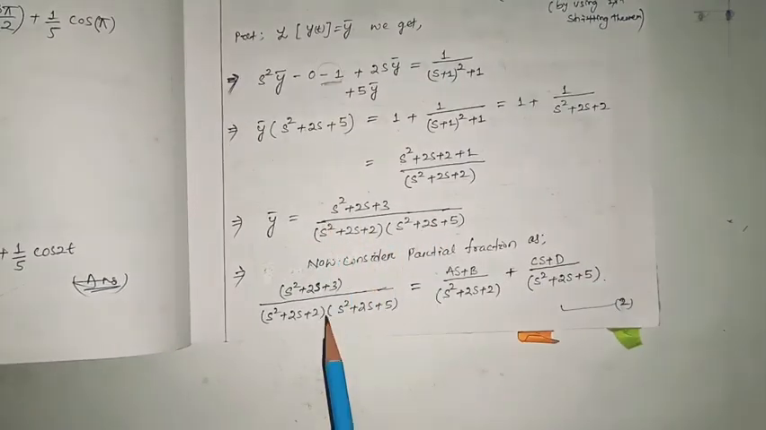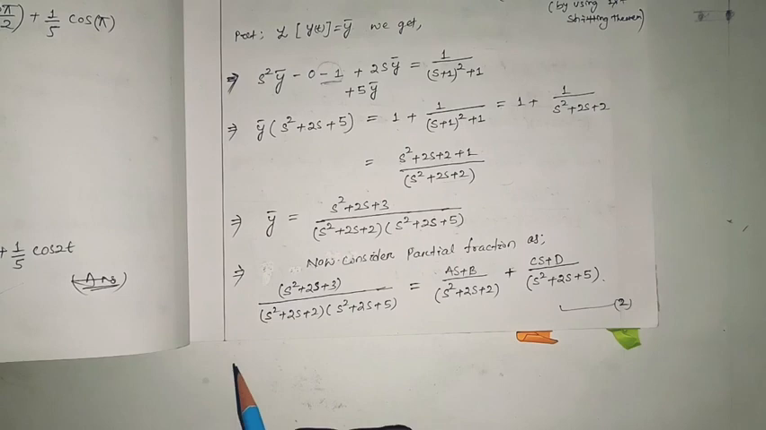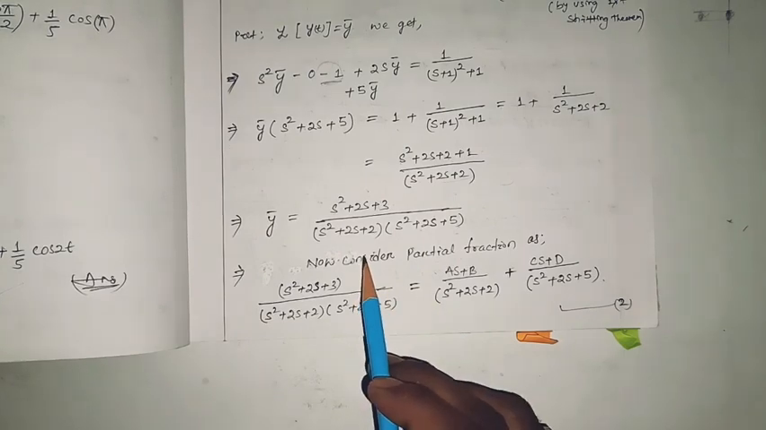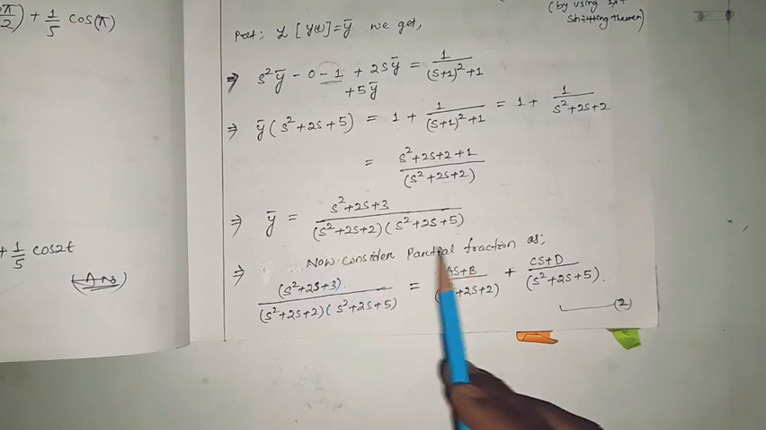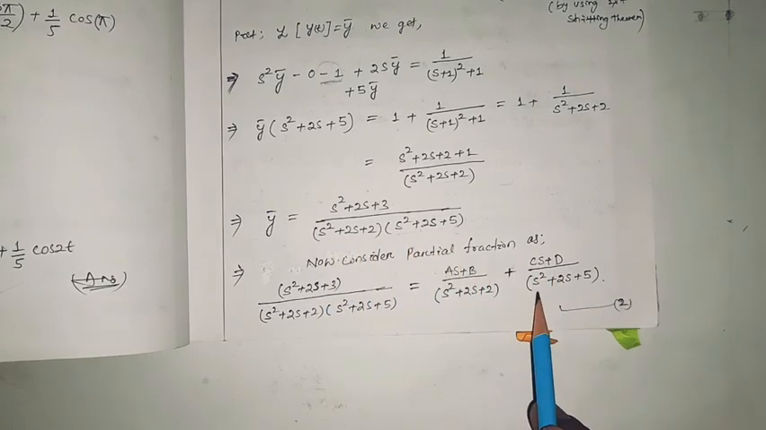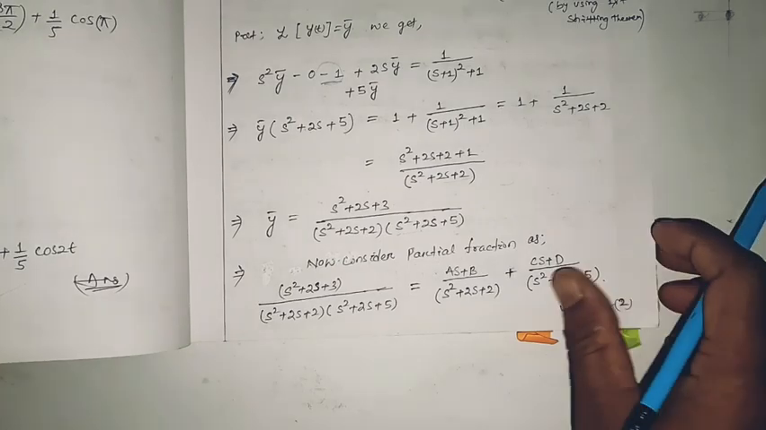So this is nothing but your y bar equal to, and here you can see there is no repeated quadratic function, so (as plus b) by this one plus (cs plus d) by this one. Let this be your equation number 2.